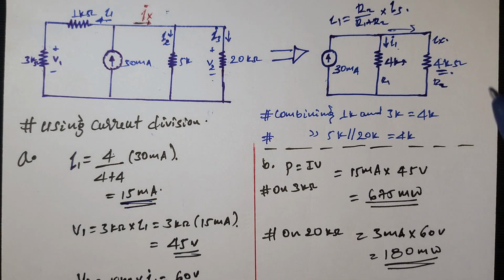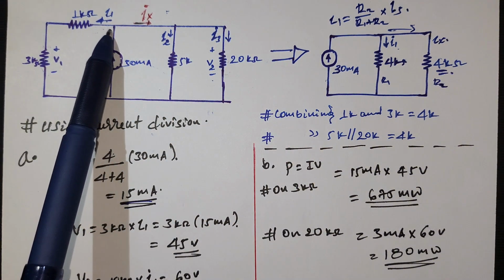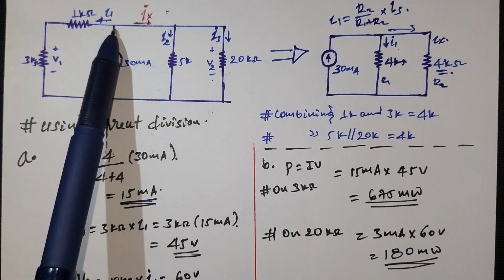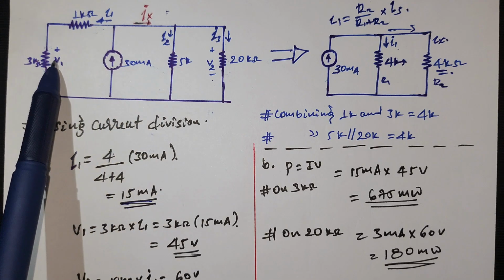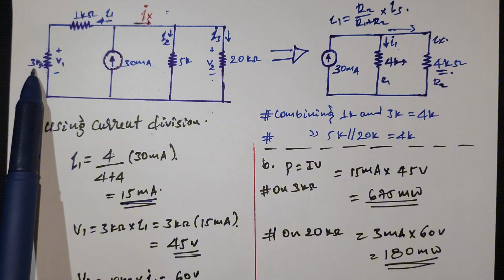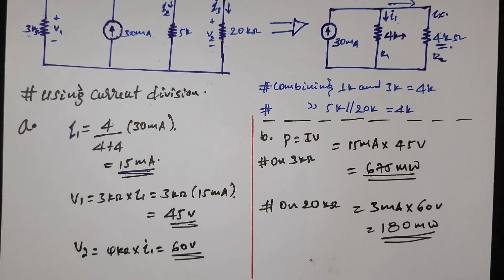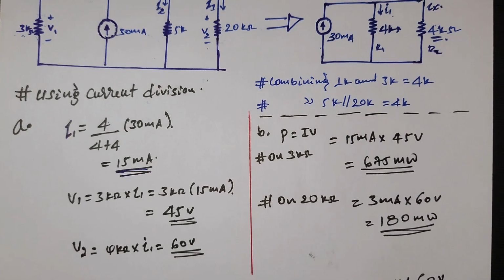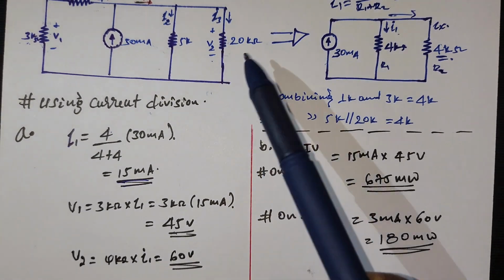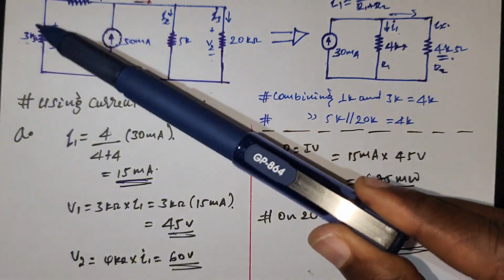If you know I1, since series components share the same current, V1 will be I1 times the 3K resistor. V1 is 45 volt. In order to calculate V2, we need to know the summation of the voltage of these two branches.